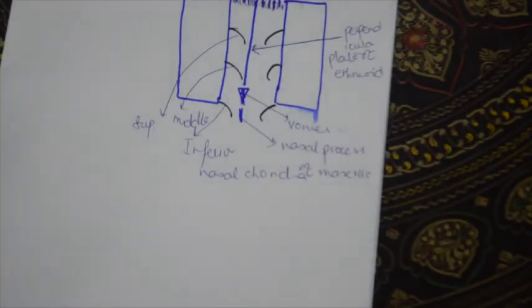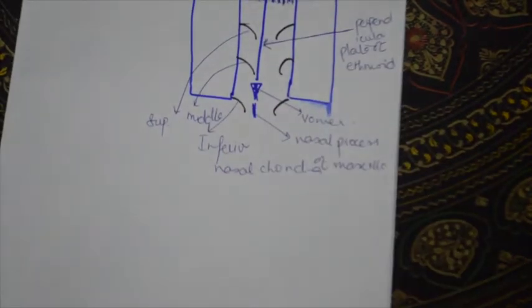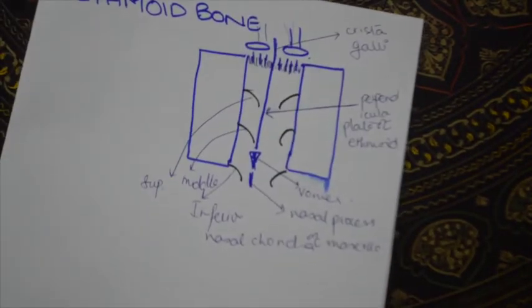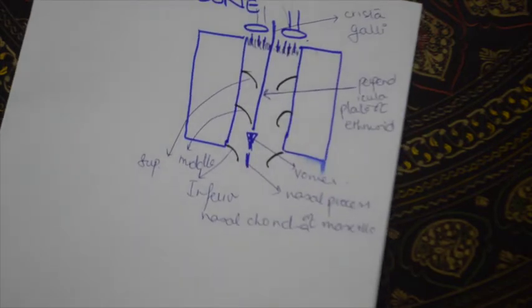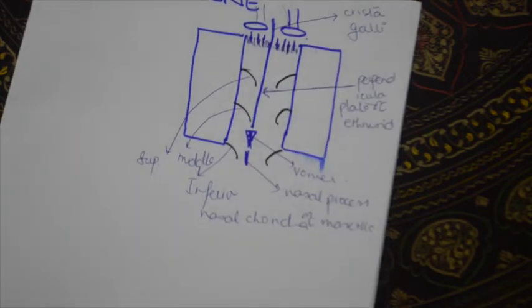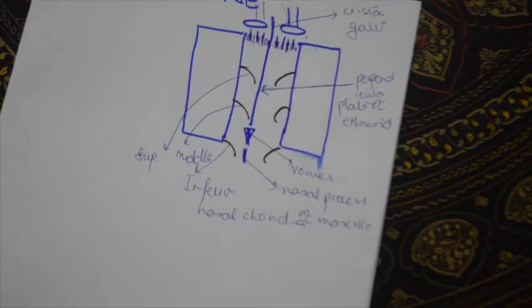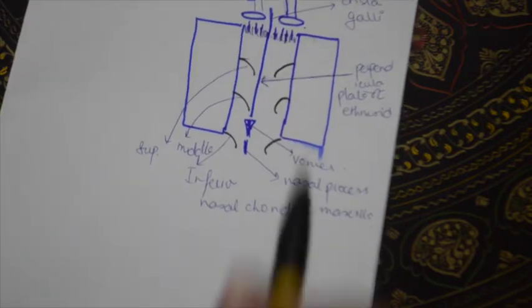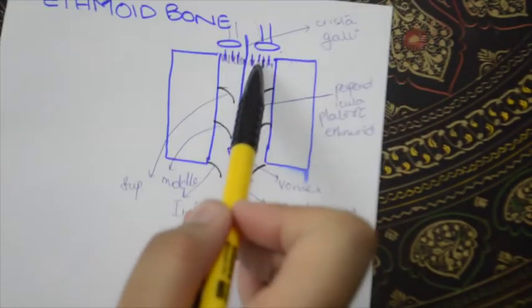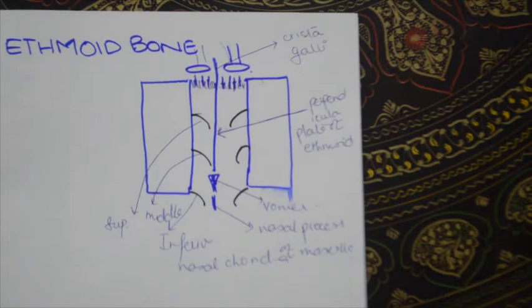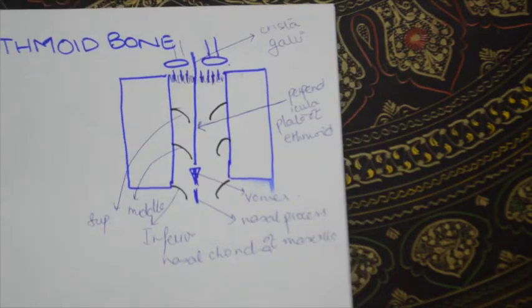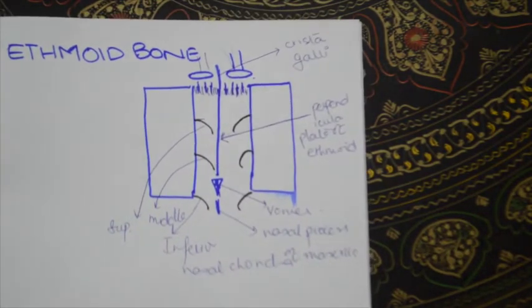Now the question which is left is what is this rectangular part that I haven't explained yet. Let's just leave it for later. I'll explain it then, like in a minute or two. Crista galli are in the anterior cranial fossa. Olfactory nerve fibers pass through the cribriform plate, and the cribriform plate makes the floor of the anterior cranial fossa.